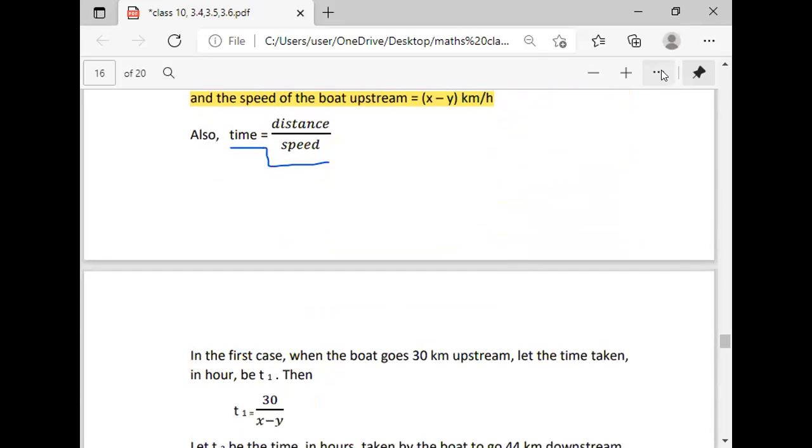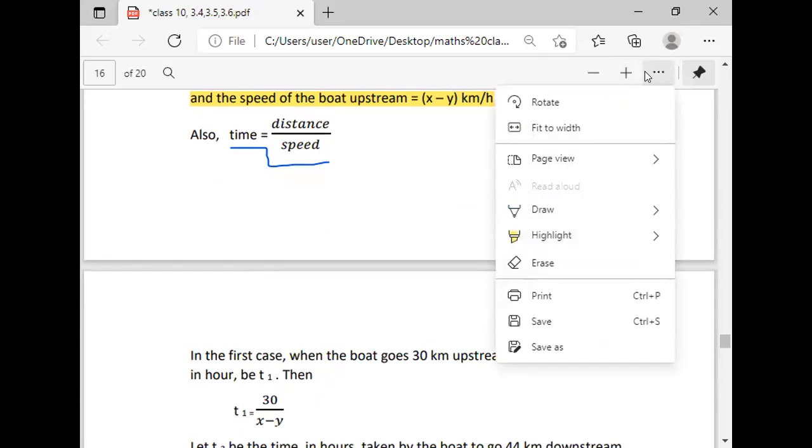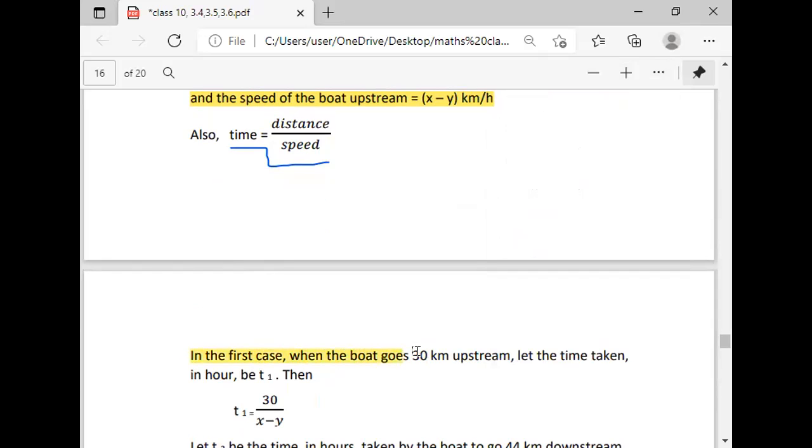And now let us do the first case, when the boat goes 30 km upstream, let the time taken in hours be t1. I remind you, give proper importance to this method. This question is very important. It can be asked in your section D, part D. It's very important. So let us consider the first case where the boat goes 30 km upstream, and the time taken for that we are calling t1.